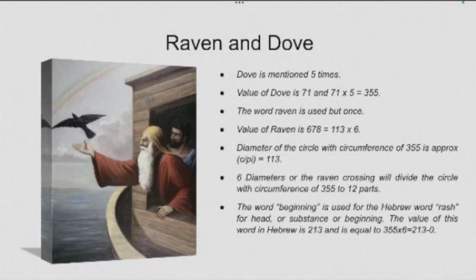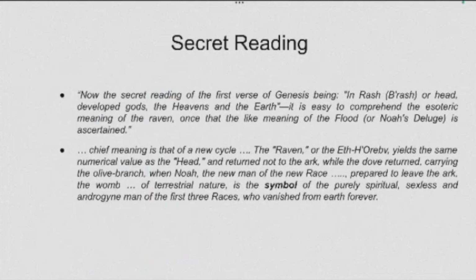So, Madame Blavatsky gives out a secret reading of how to understand the appearance of the word dove 5 times and raven 1 time. And she says, the secret reading of the first verse of Genesis, being in Rash or head, developed gods, the heavens, and the earth. She says that it is easy to comprehend the esoteric meaning of the raven once the meaning of flood is ascertained. The chief meaning is that of a new cycle.